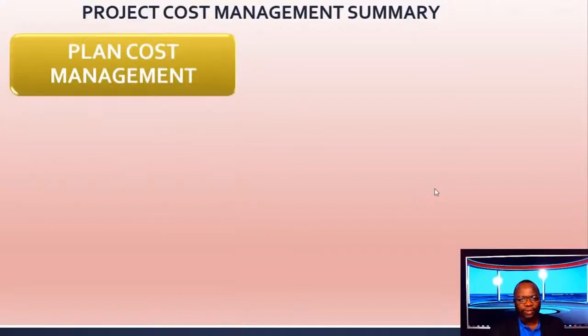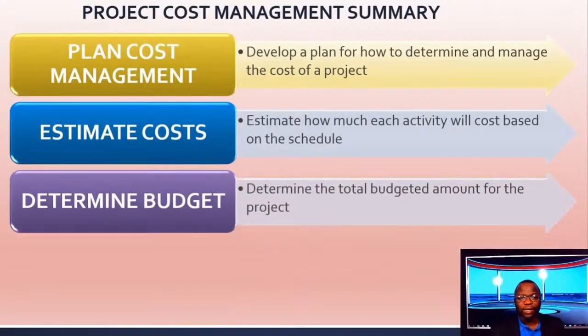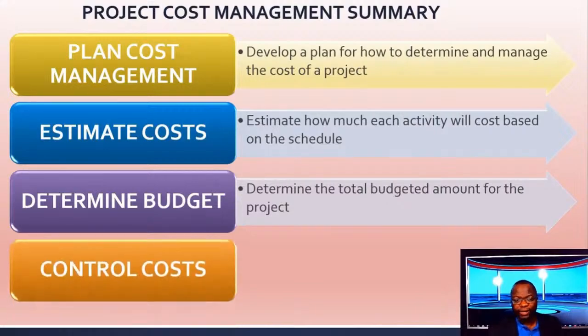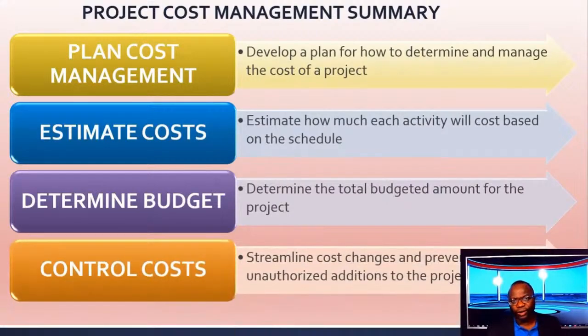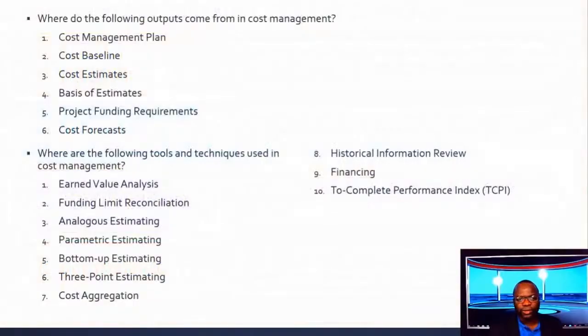So inside cost management, we have seen our problem isn't with the first three. Plan cost management, yeah, we know what we're doing. Estimate costs, we've got an idea of what we're doing. Determine budget, we're coming up with a final budget, but don't forget there is some stuff in determine budget that we do need to understand for our PMP exam. I'm going to be showing you that a little bit. And then we have control costs, which is streamlining cost changes, preventing unauthorized additions, and so on.